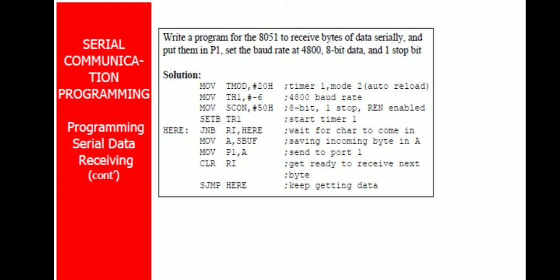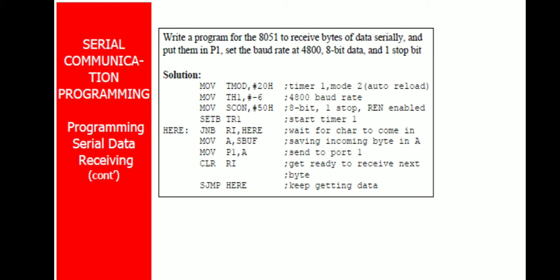Then MOV SCON, #50H indicates mode 1 operation, in which 8-bit data is used with 1 start bit and 1 stop bit, and receive enable. Then SETB TR1 starts Timer 1. Then monitor the RI flag with the help of the instruction HERE: JNB RI, HERE.